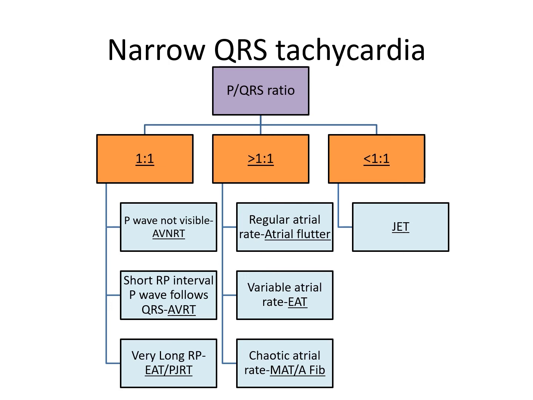If the ratio is more than 1:1, that is, there are more P waves with a regular rate, it is atrial flutter. If the atrial rate is variable, it could be ectopic atrial tachycardia. And if a chaotic atrial rate is present, it could be MAT or atrial fibrillation. If the P to QRS ratio is less than 1:1, it could be junctional ectopic tachycardia.